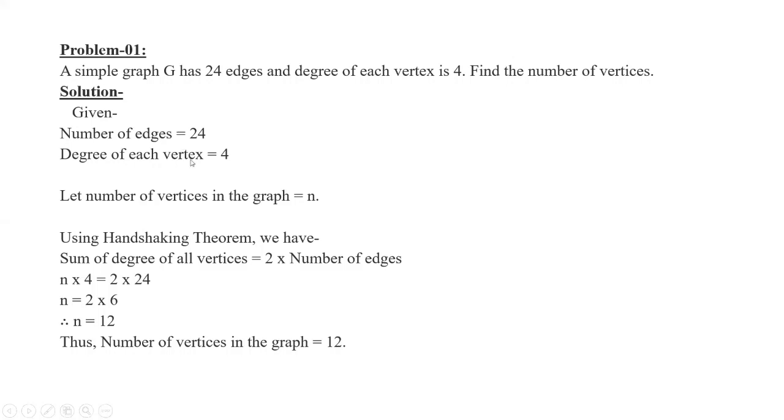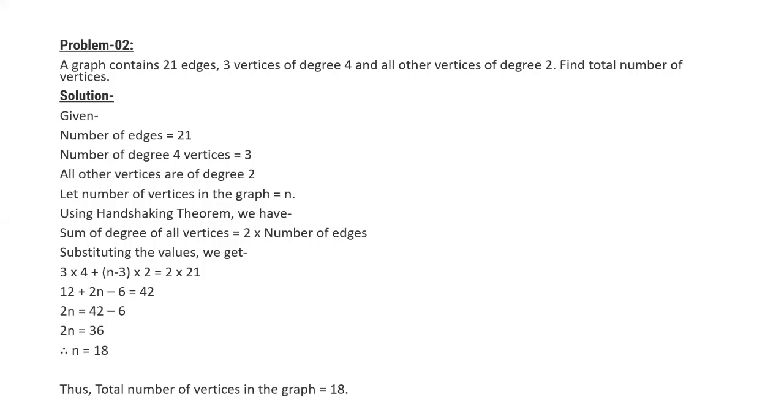The next example: a graph contains 21 edges, 3 vertices of degree 4, and all other vertices of degree 2. Find the total number of vertices. Here the number of edges is 21, and there are 3 vertices of degree 4. All other vertices are of degree 2.